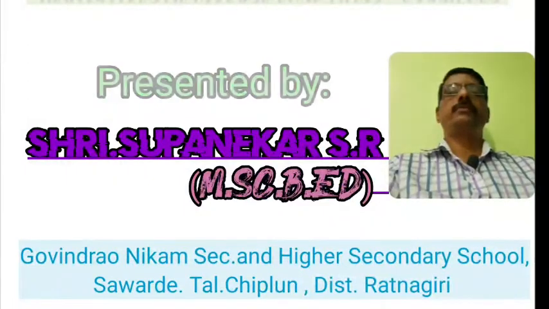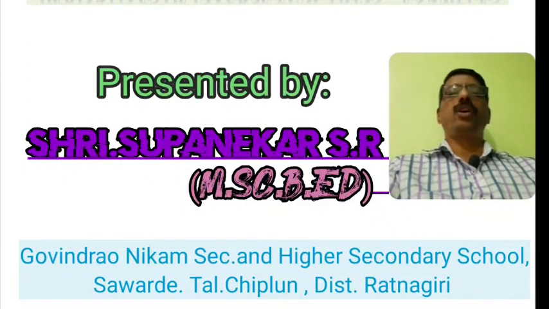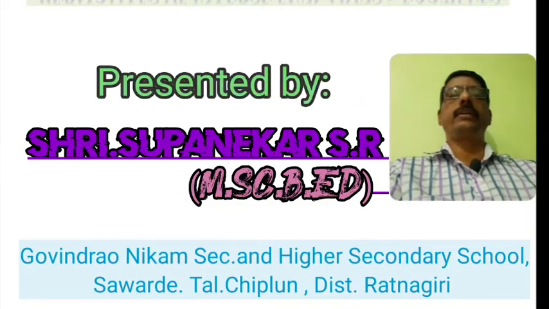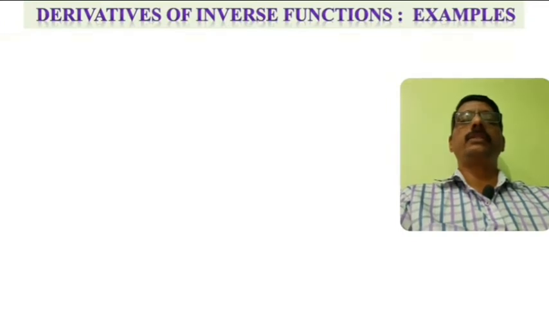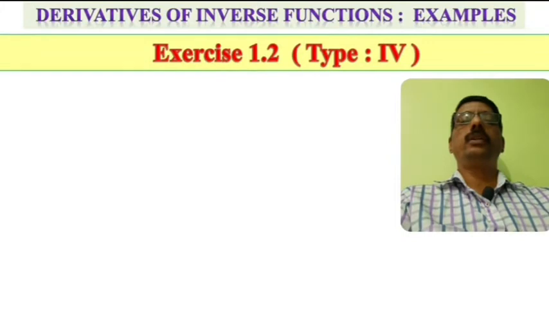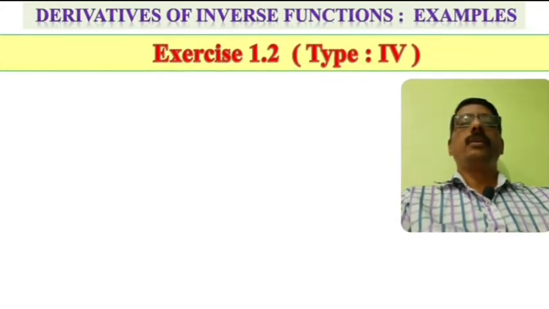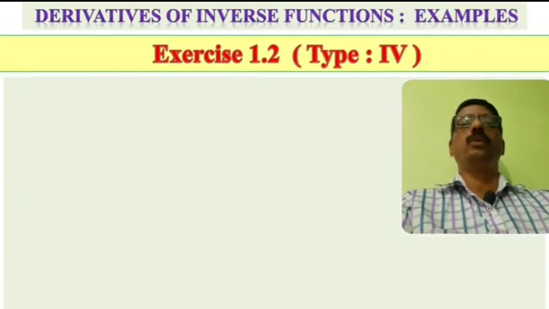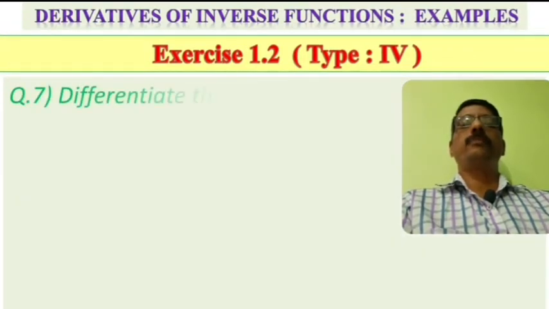Hello students, after the completion of derivatives of inverse function type first, second and third, now we have to introduce the next type, that is the fourth type of exercise 1.2, the derivative of inverse trigonometric functions. We are already discussing question number first to sixth question. Now we are taking the next question of exercise 1.2, that is question number 7.